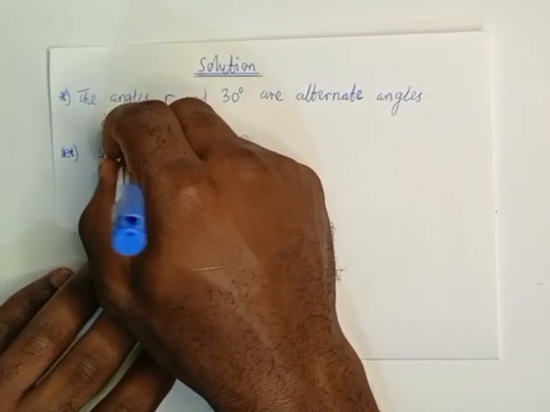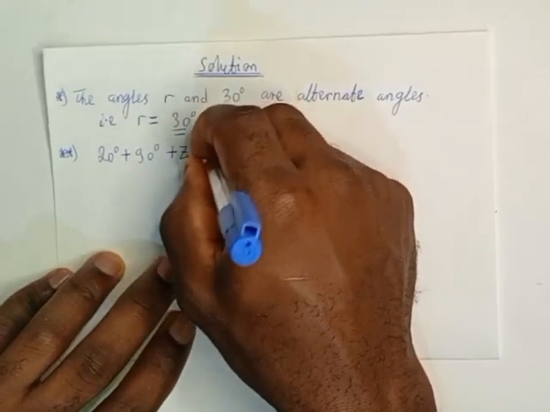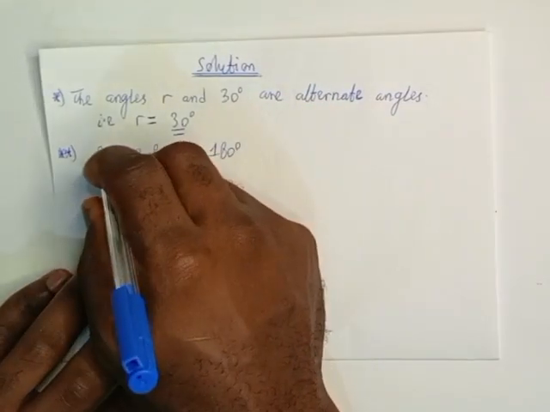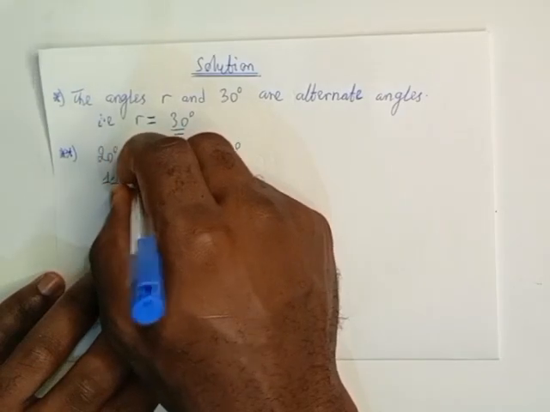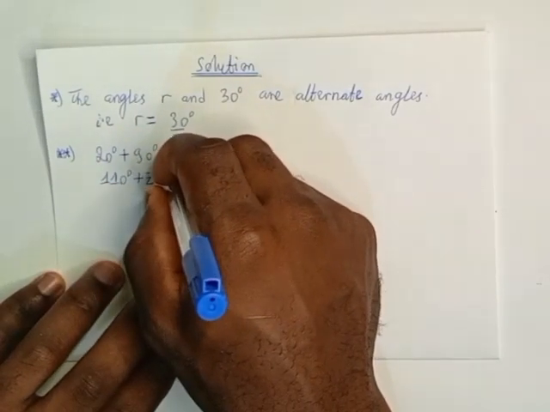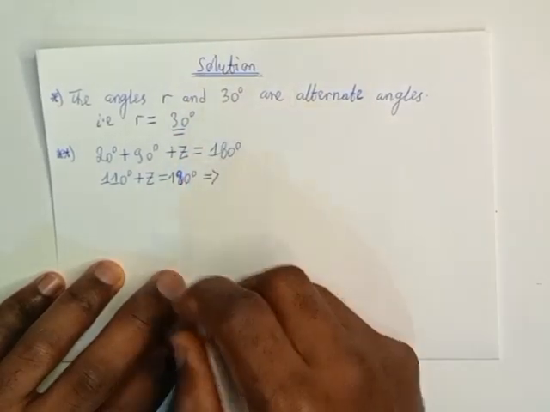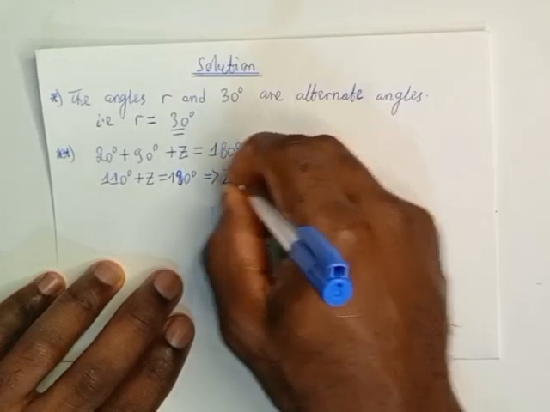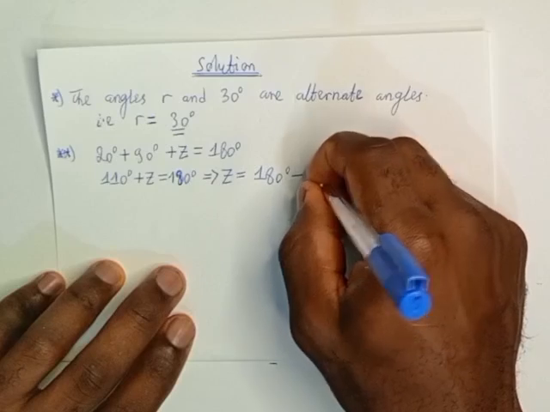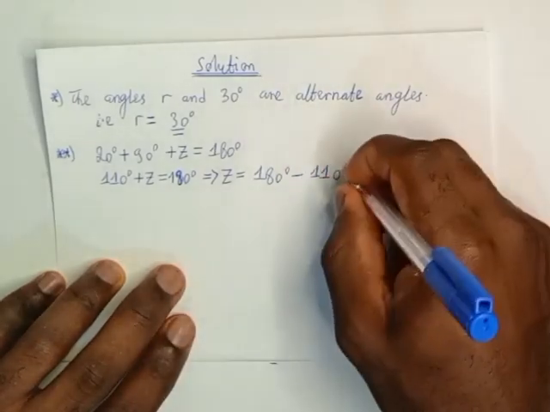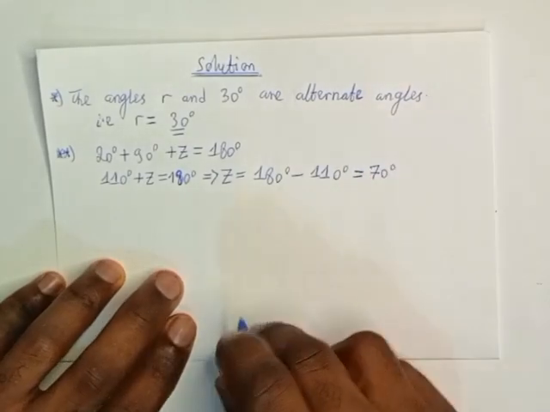20 degrees plus 90 degrees plus Z is equal to 180 degrees. 20 degrees plus 90 degrees gives us 110 degrees plus Z is equal to 180 degrees. Then Z will be equal to 180 degrees minus 110 degrees. And this will give us the angle Z to be equal to 70 degrees.